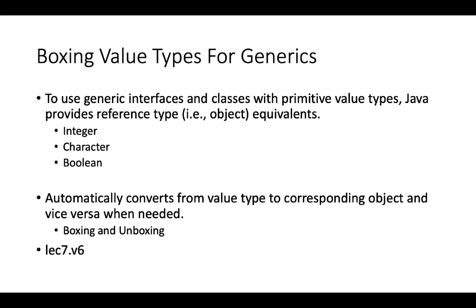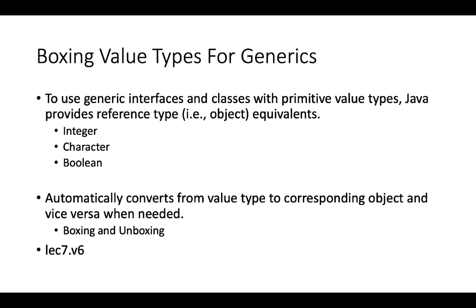In order to get around this, Java provides, for every value type, a corresponding object that represents that primitive value. Okay? So for int, there is Integer with a capital I. For char, there's Character with a capital C. For boolean with a small b, there's Boolean with a capital B. The capital versions are object versions of the primitive data types, and you can use those type names with generics whenever you're trying to use a generic with a primitive value type.